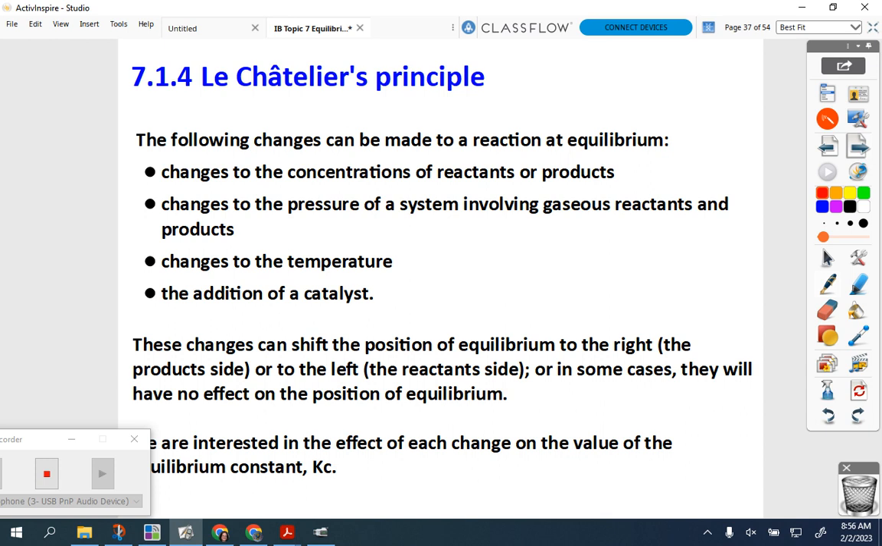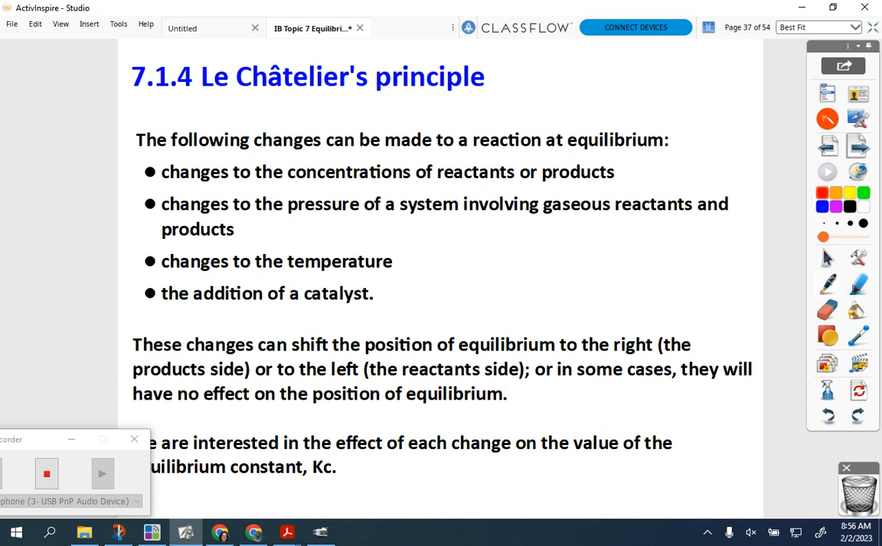It's a little bit similar to the way we talked about both concentration and pressure having effects on the rate of reaction in the kinetics unit. Pressure is only going to be a key here if we have gases. And we can also change the temperature, and that's going to have different effects depending on the reaction, and we can add a catalyst.